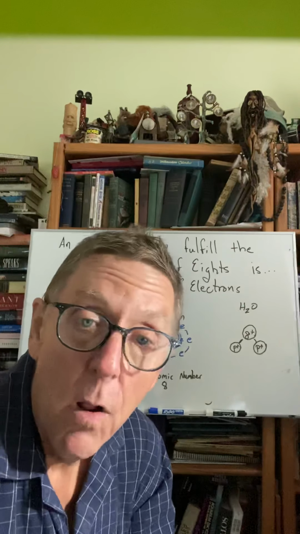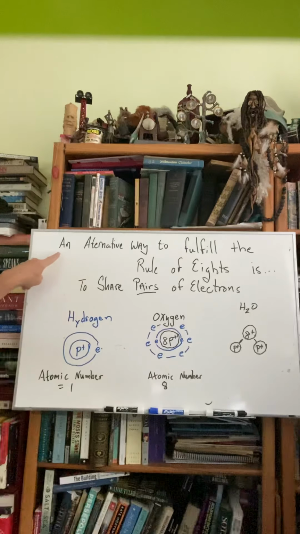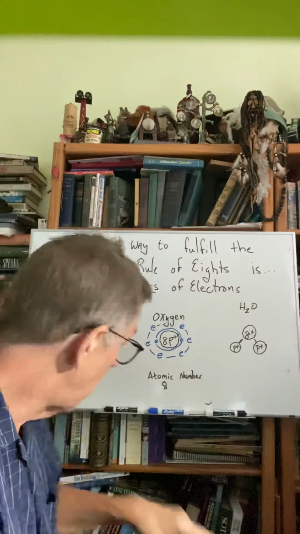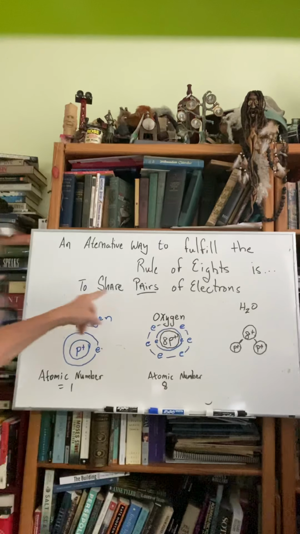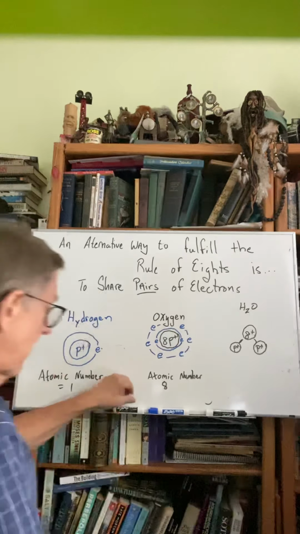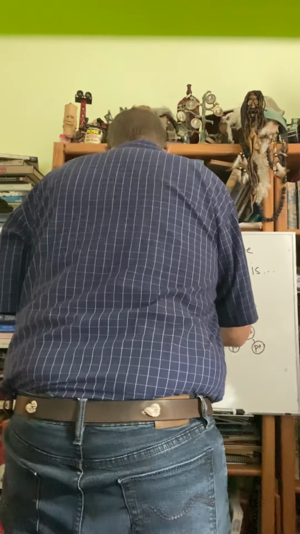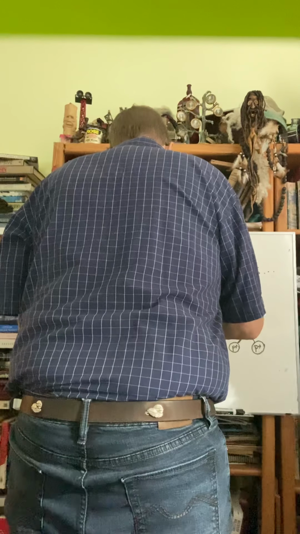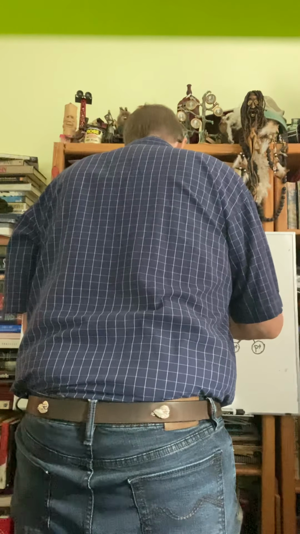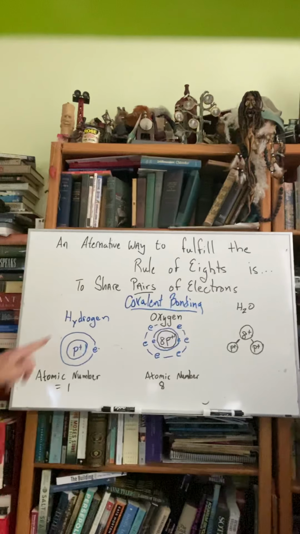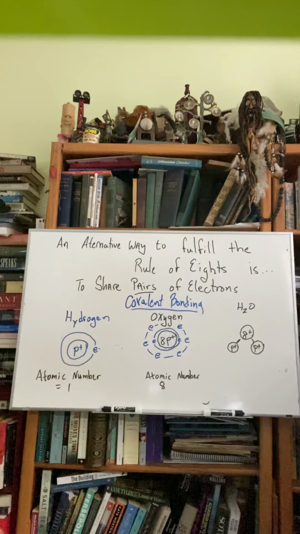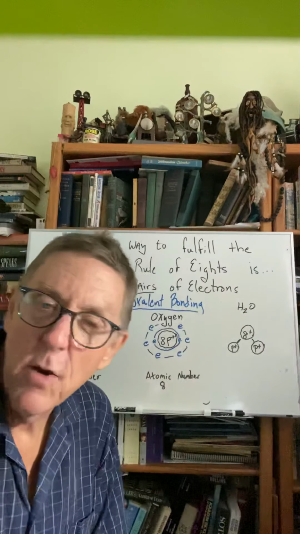And that is what we call covalent bonding. This covalent bonding, I didn't write it up here, I'm going to write it, is an alternative way to fulfill the rule of 8s. And this is where you share pairs of electrons. The name is covalent bonding. All right, I meant to write that on the board. This is what we're talking about. Covalent bonding is sharing pairs of electrons.